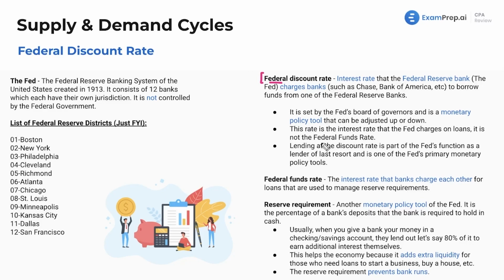It is not the federal funds rate. We'll see what that is in a second. Lending at the discount rate is part of the Fed's function as a lender of last resort and is one of the Fed's primary monetary policy tools. That is, like I said, a tool that they use to help stimulate or tamper down the economy depending on what their intention is to do. Now, the federal funds rate, this is the interest rate that banks charge each other for loans that are used to manage reserve requirements. Now, what's the reserve requirement?